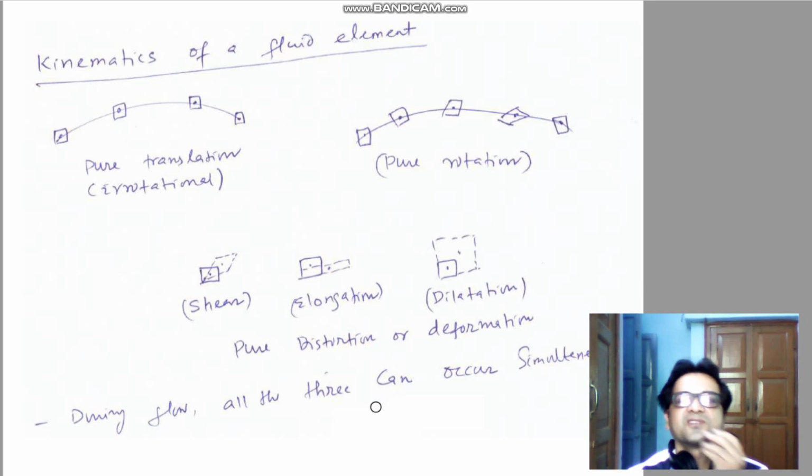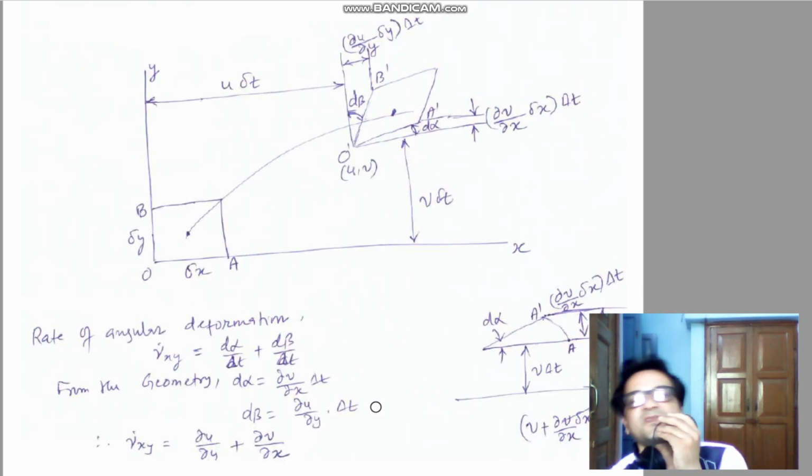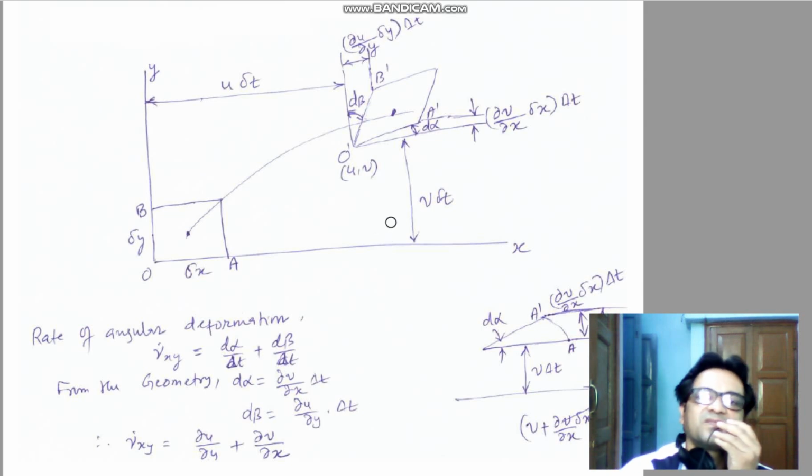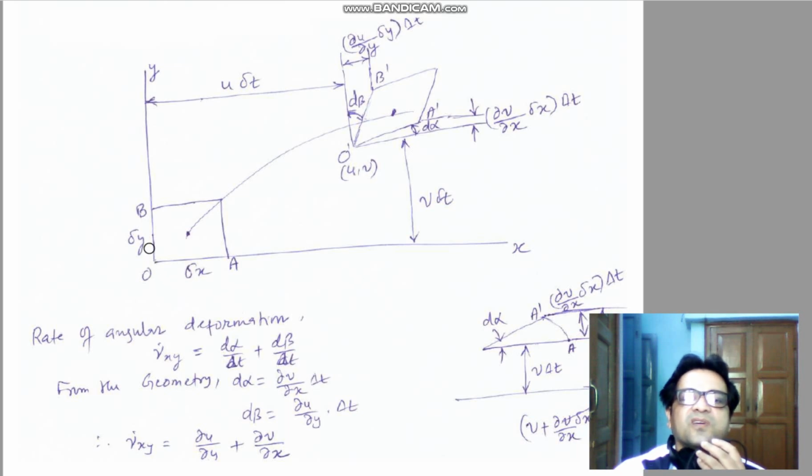Now we'll discuss this in detail and try to find out some interesting quantities in terms of differential expressions. So this is also the differential analysis of fluid flow. We consider a rectangular fluid element, and we will do a 2D analysis to simplify the case. Later on we can easily extend this to 3D expressions. So OAB is a fluid element, rectangular shape, delta x and delta y are the dimensions, at some time t equal to 0, suppose.